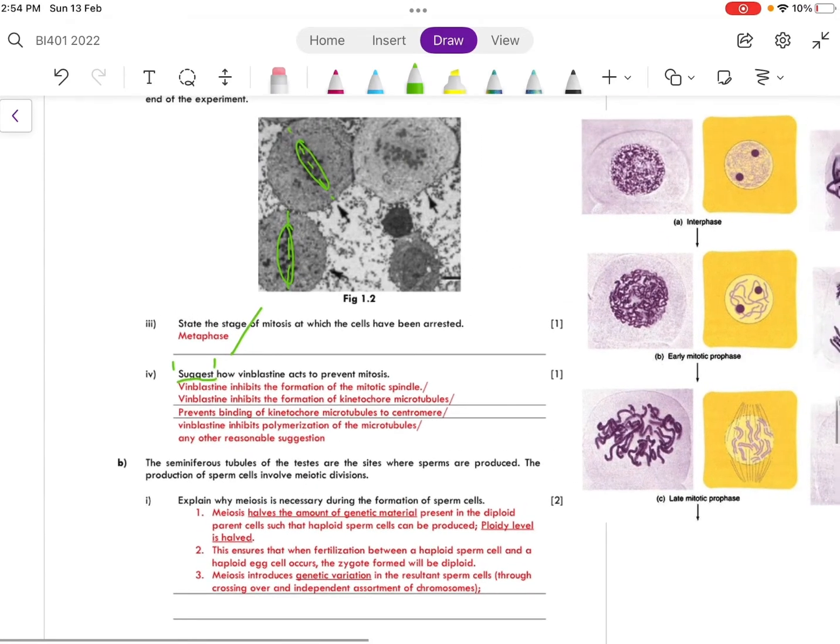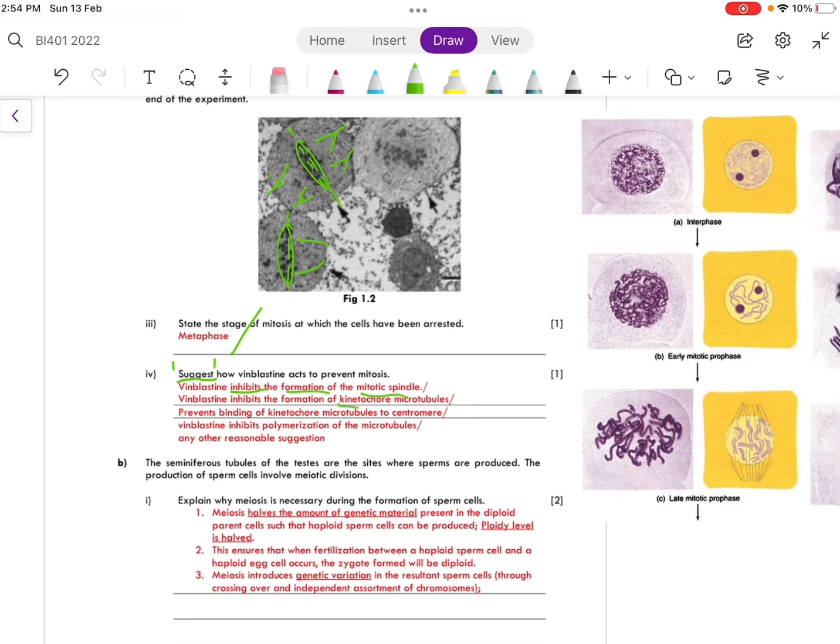For what reason would the cells align at the metaphase plate and then stop being pulled apart to opposite ends? For several reasons, one can speculate. Maybe the chemical inhibits the formation of the mitotic spindle. If the mitotic spindle doesn't form well, then we cannot pull them apart to opposite ends, right?